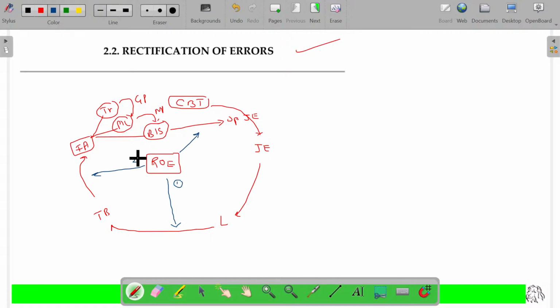Scenario 1, Scenario 2, Scenario 3. Three types of errors we have. The rectification of error entry will be different based on the period of locating and rectifying the error. Is that okay? Most probably, if you pass the journal entry or rectify the journal entry before the trial balance preparation, usually it is very simple.